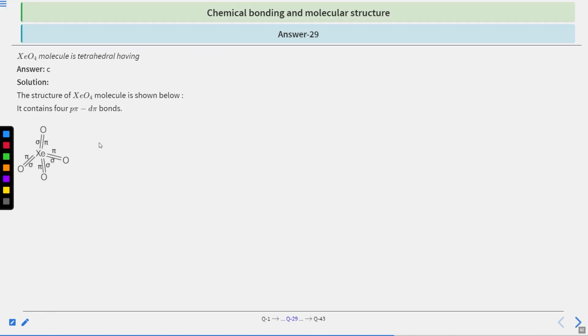Okay, so the correct answer will be option C. The structure of XeO4 molecule is given below and it contains 4 p pi d pi bonds. You can see here the structure of XeO4 having 4 p pi d pi bonds. Hence, option C will be the correct option.